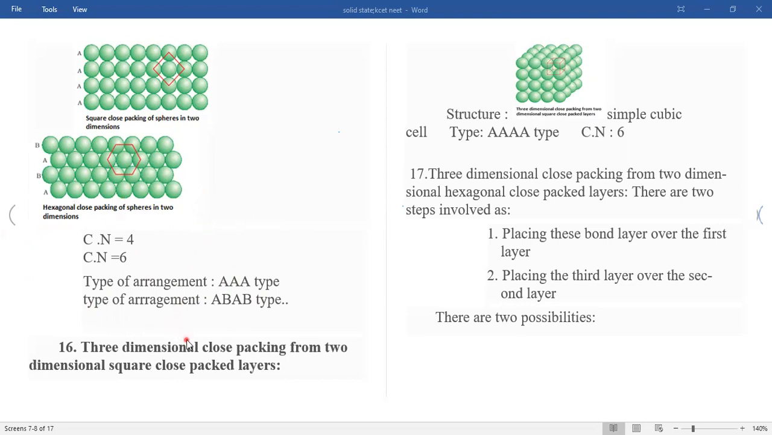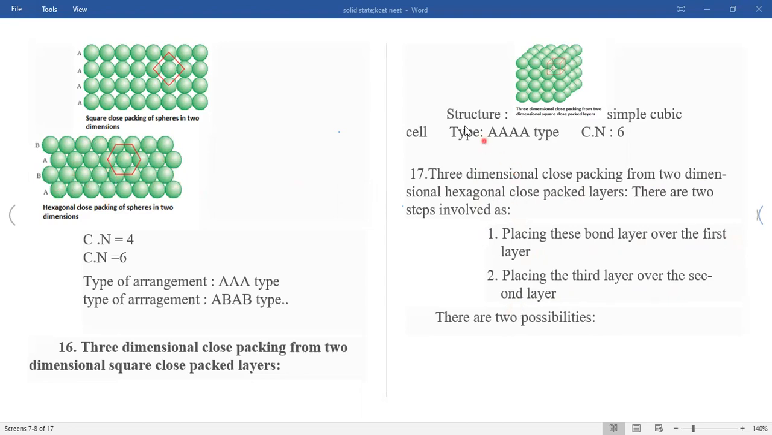Now when it comes to 3 dimensional close packing, from the 2 dimensional square close packed structure, in all the 3 axes I can repeat the constituent particles or the spheres, that too in different ways. Here you could see 3 dimensional close packing from the 2 dimensional hexagonal close packed structure. By taking this hexagonal close packed structure, I can arrange it in a three-dimensional way. Here are the two possibilities: placing the second layer over the first layer, placing the third layer over the second layer.